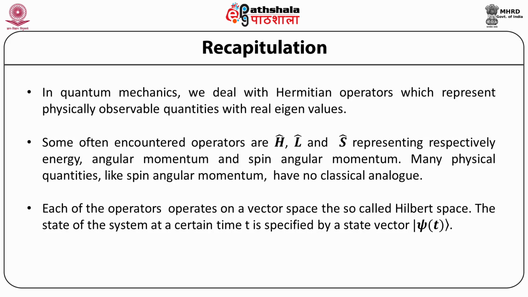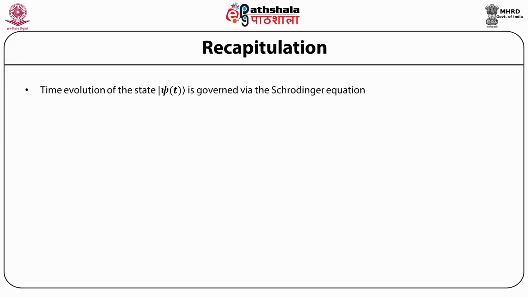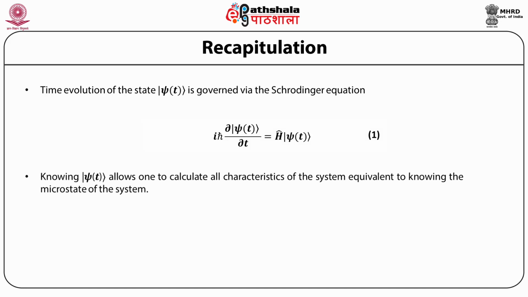The state of the system at a certain time t is specified by a state vector represented by the ket |ψ(t)>. Time evolution of the state vector is governed via the Schrodinger equation: iħ ∂|ψ(t)>/∂t is equal to H, the Hamiltonian operator, acting on the state vector |ψ(t)>. Knowing the state vector |ψ(t)> allows one to calculate all characteristics of the system, equivalent to knowing the microstate of the system.